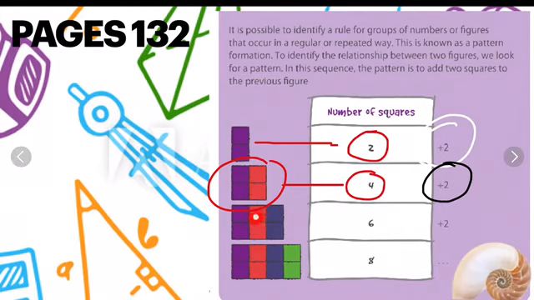You have 2 purple, 2 orange, and 2 blue. So let's count them. 1, 2, 3, 4, 5, 6. So that's a total of 6 squares, you see? But if we add 6 plus 2, how many will you have?